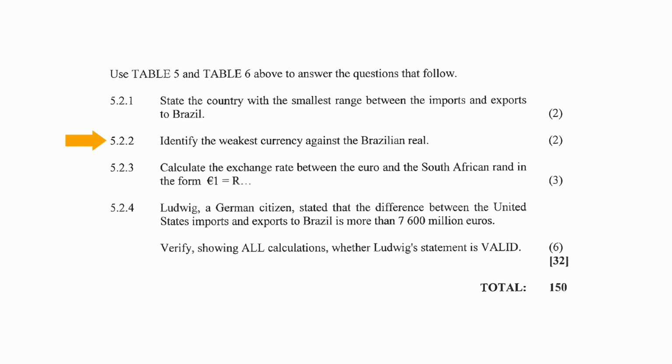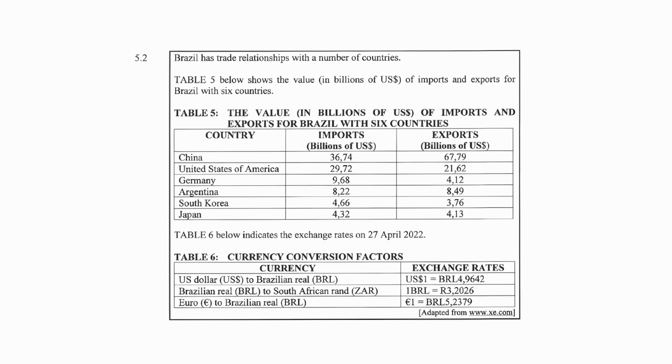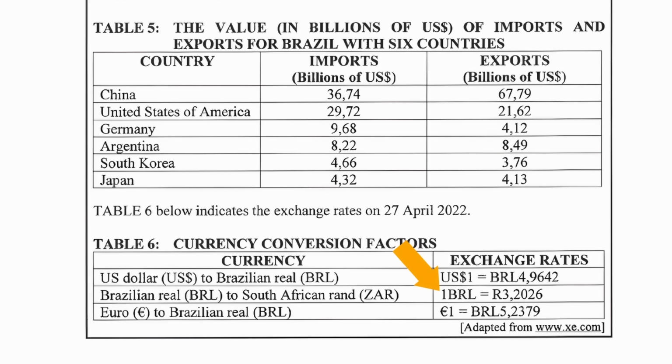In question 5.2, you have to identify the weakest currency against the Brazilian real. The weakest currency against the Brazilian real is the South African rand. We get 1 real for every 3,2026 rand.